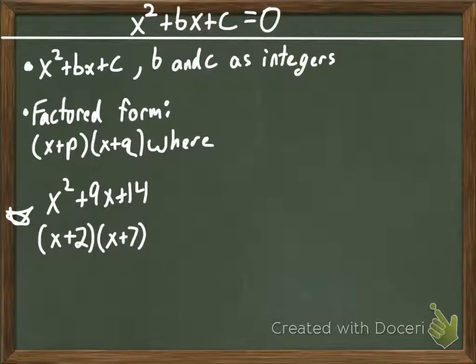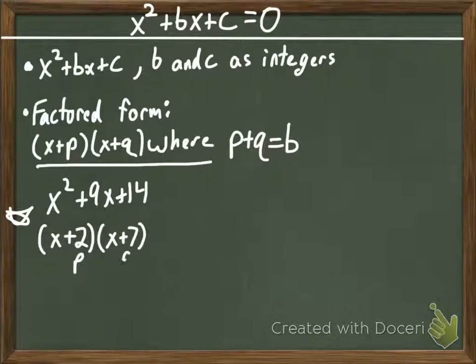Okay. So this x plus p times x plus q, this stipulation has to happen. If you add p plus q, that's going to equal b. And if we look here, here's our p, which is a 2, and here's our q, which is a 7. 2 plus 7 equals 9. Well, right here is our 9. It's our b.